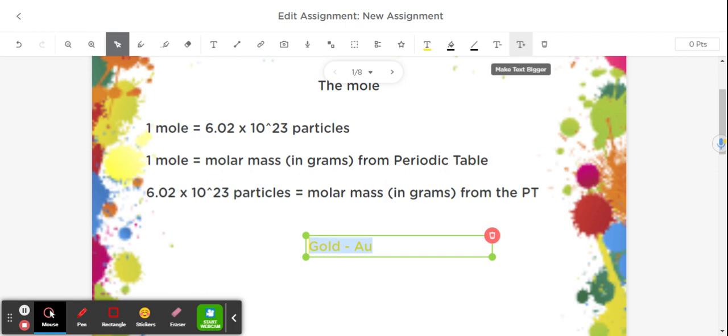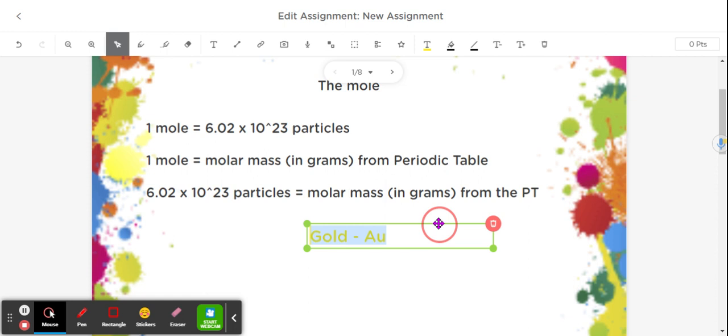So here's Mrs. Lyons' humor. What do you say when someone steals your gold? Au, bring me back my gold. Hopefully you laughed or at least rolled your eyeballs at my silly joke, but let's use gold as an example.